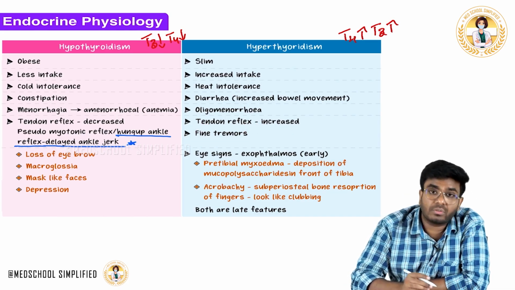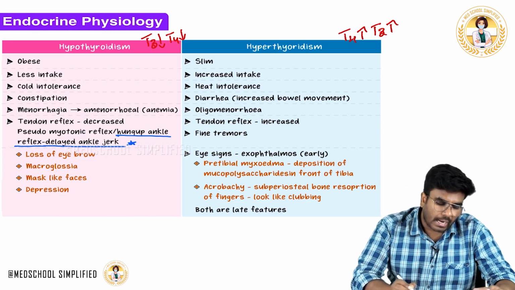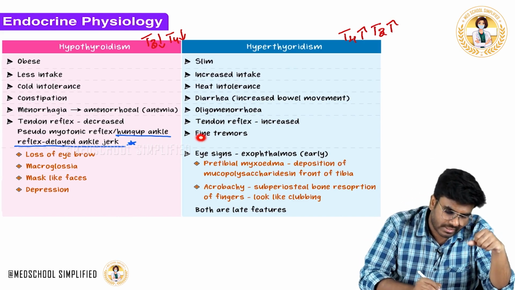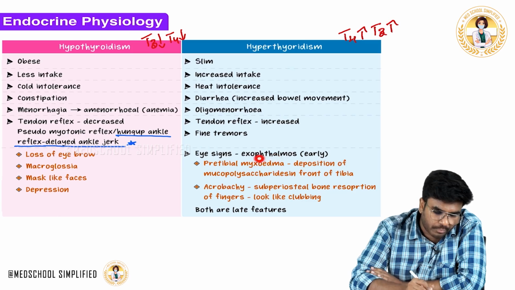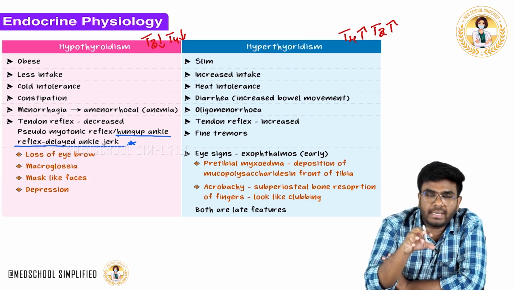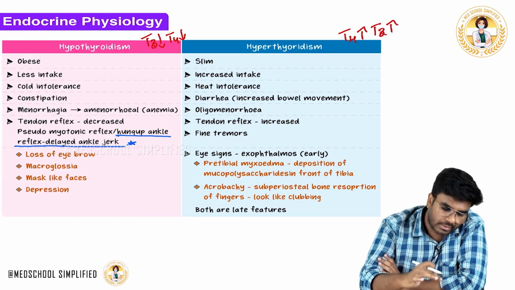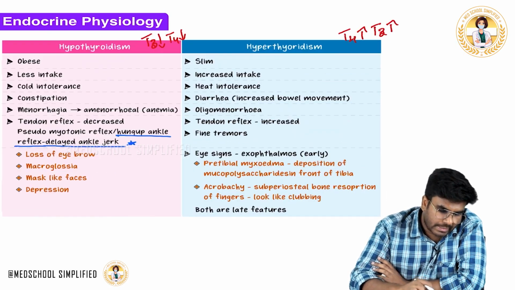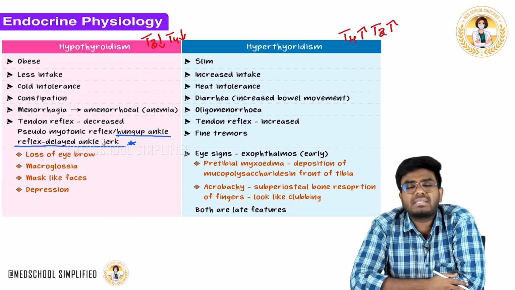Now tendon reflexes. Thyroid hormones are more like sympathetic hormones, so tendon reflexes are increased, and these patients will have tremors. Tremors will be seen. And if you look at the eye signs, there will be exophthalmos. That's the protrusion of the eyeball, a little anteriorly. Exophthalmos, or proptosis, can be seen, the protrusion of the eyeball anteriorly. Here you can clearly see. So this is how proptosis will look, the protrusion of the eyeball. And what else can be seen? There will be pretibial myxedema. They use the term pretibial myxedema.